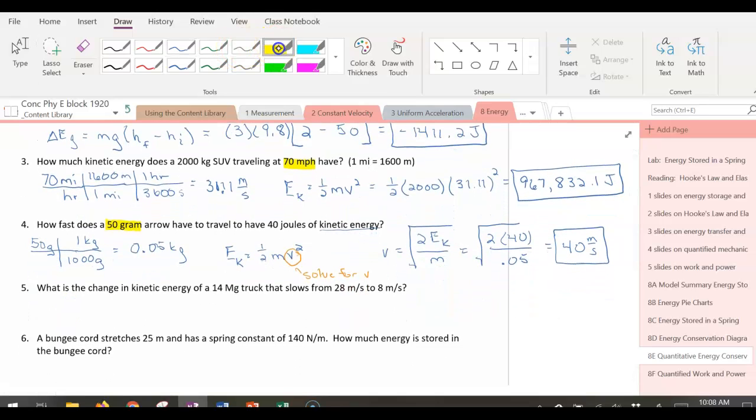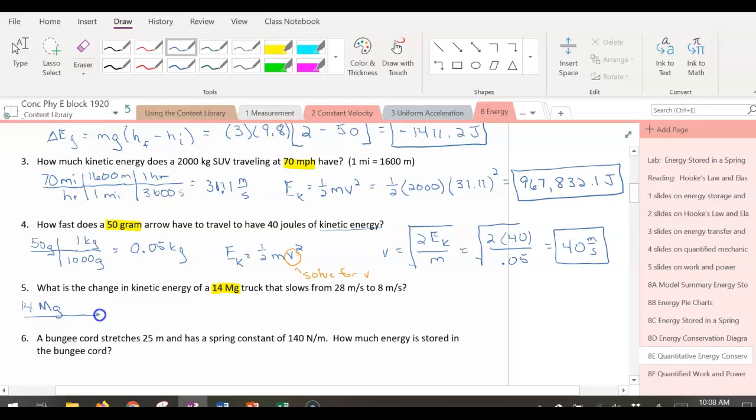Okay, let's look at number 5. What is the change in kinetic energy of a 14 megagram truck that slows from 28 meters per second to 8 meters per second? So I have a unit here that is not in a standard unit. My standard unit for mass is a kilogram, not a megagram. So I need to convert that.